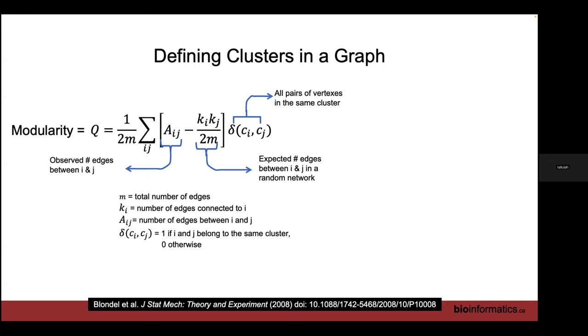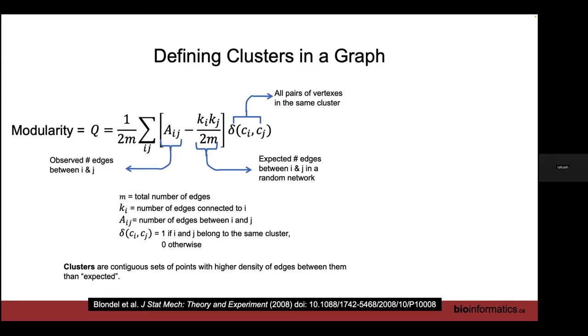So if that observed number of edges is high and higher than the expected number, that's good. Those cells should be in the same cluster. If the expected number of edges is higher than the observed number of edges, that's bad. Those cells shouldn't be in the same cluster. So we calculate the score, adding up the score for each pair of cells to get our overall score for how good our clusters are.